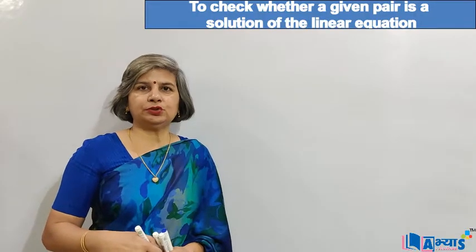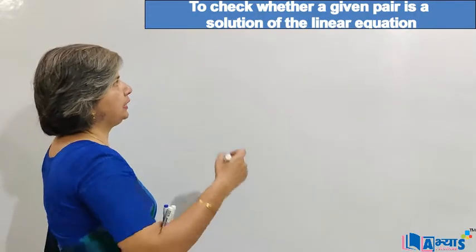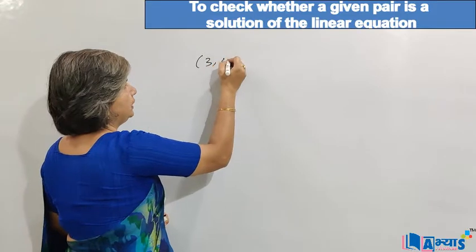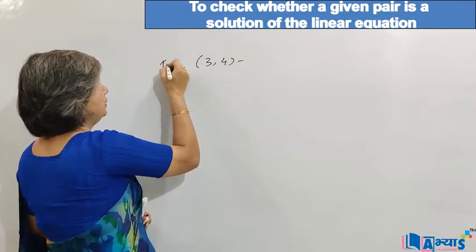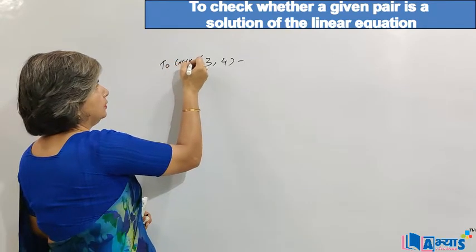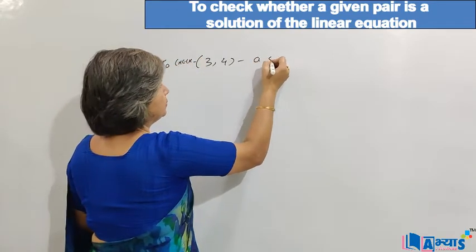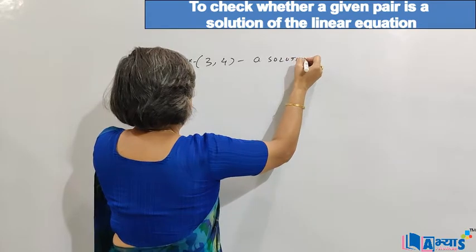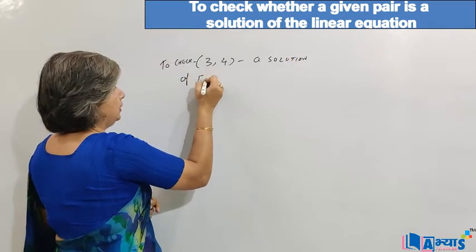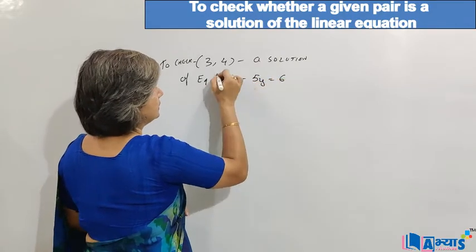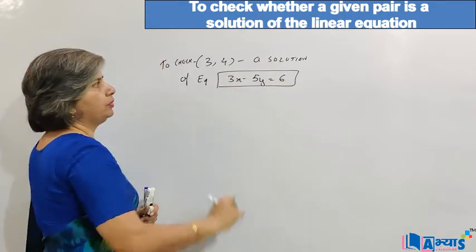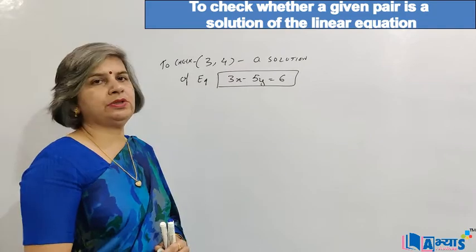Now let us discuss a question on this concept. We are supposed to check whether 3, 4 is a solution of the equation 3x minus 5y is equal to 6. We are supposed to check 3, 4 is a solution of this equation or not.